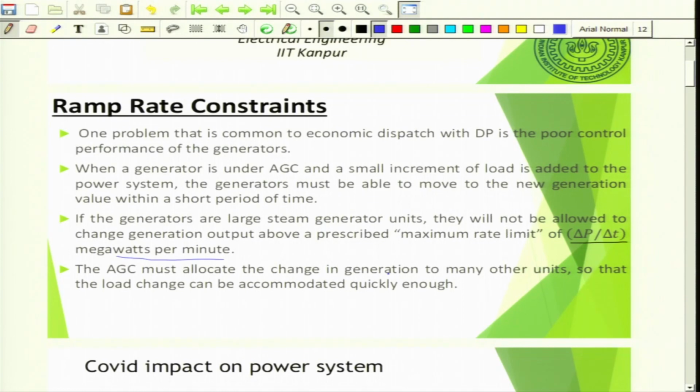So the AGC must allocate the change in generation to many other units so that the load change can be accommodated quickly enough. There are so many generators connected, generating power in an economical manner. If there is a change in load, the AGC, the generation controller, would decide how much change each generator can take, such that the overall change of the generators matches the total change in the demand. And they should do it in a very quick manner so that the frequency will not get disturbed.